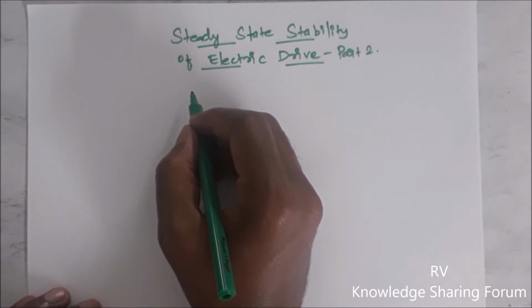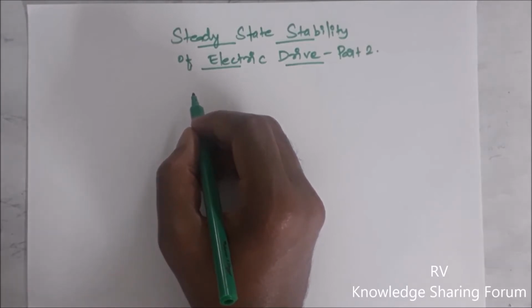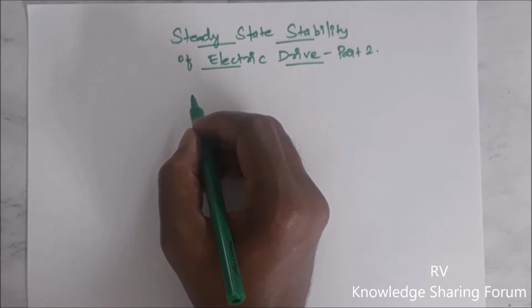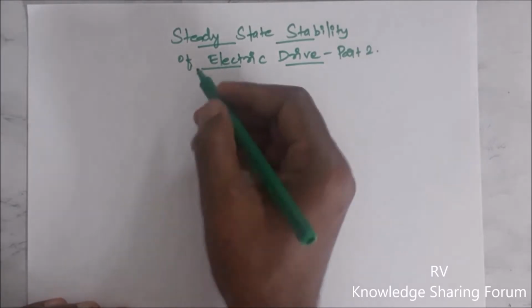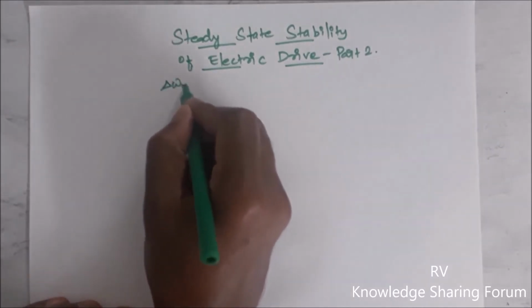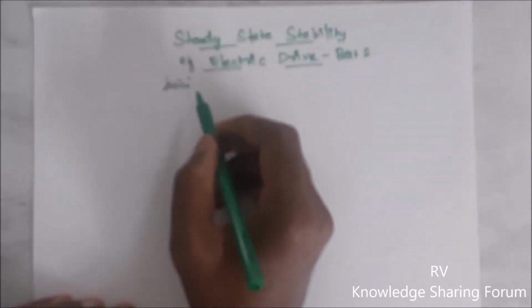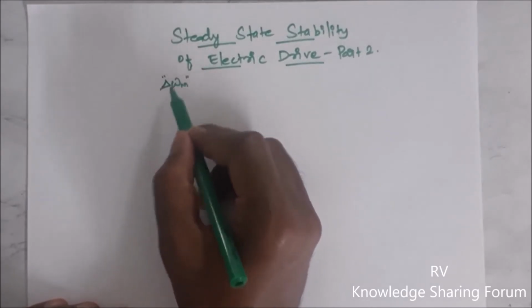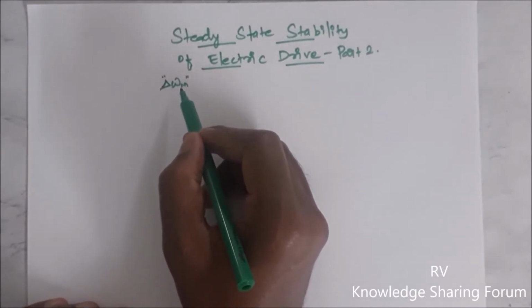In part 1, we discussed how to identify whether an electric drive system is stable or unstable depending upon the speed torque characteristics. So, in the previous session, we identified whether a system is stable or unstable by means of increasing or decreasing the speed. Now let us try to find the value of the speed which is increased by delta omega m. Let us try to find out this value delta omega m mathematically, how much it is increased.